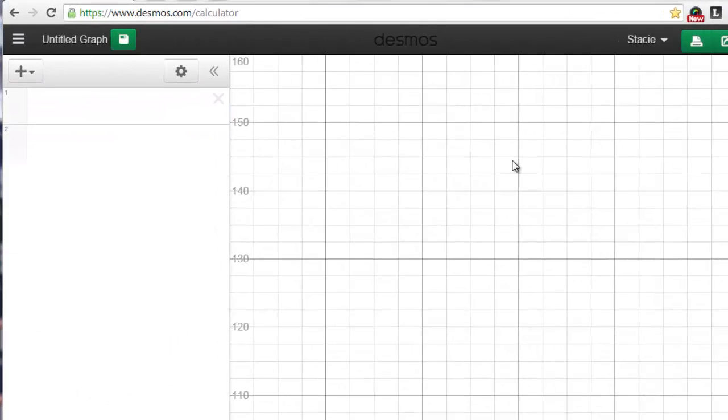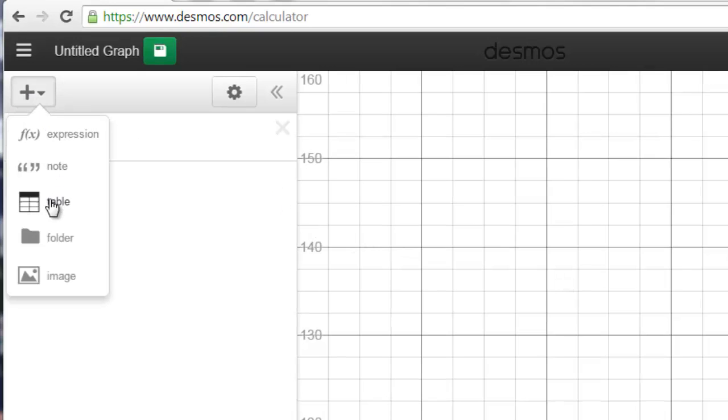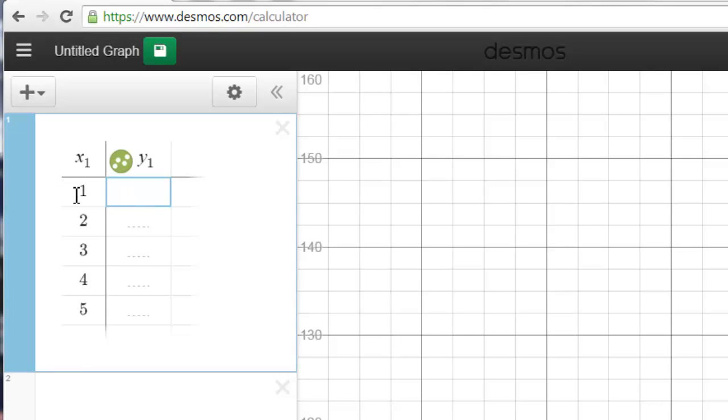So now that we've done that, we're going to go over here to the left and we're going to add a table. And that table is going to include the 1950s, the 1960s, 70s, 1980s, 1990s, and we didn't have data for the whole decade of the 2000s, so we'll leave that out.